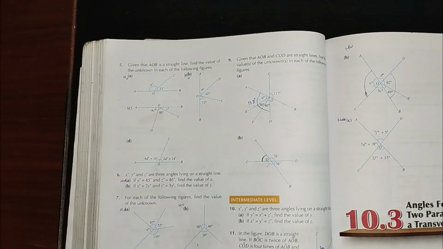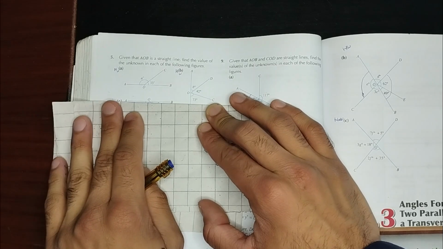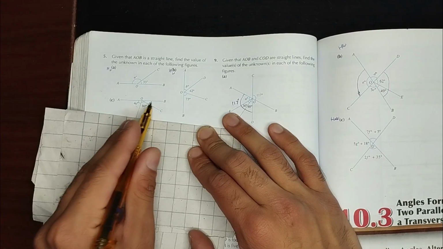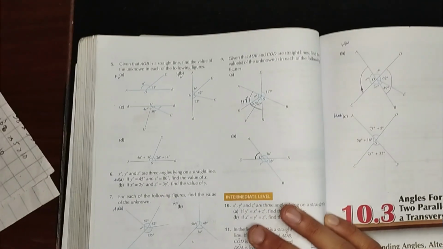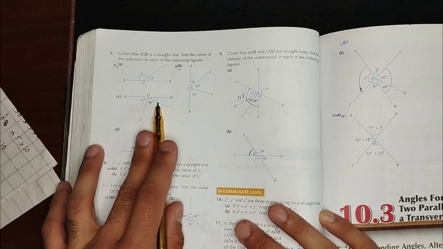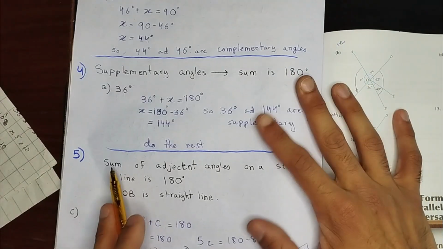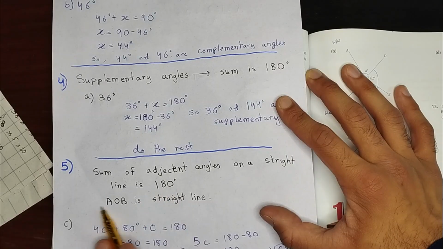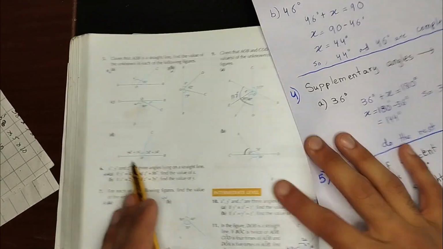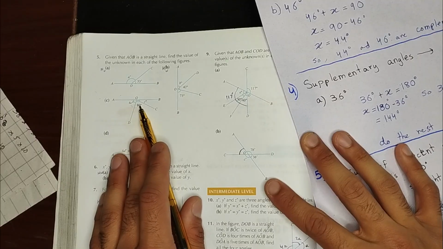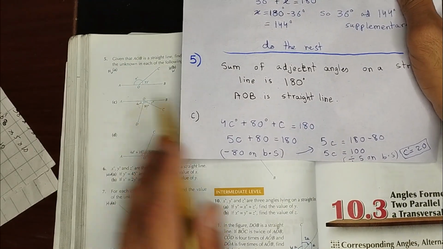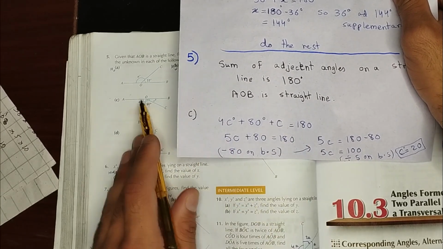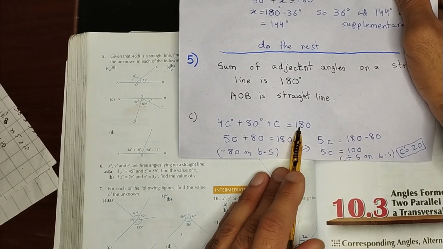AOB is a straight line. Take a look at this. AOB is definitely a straight line. It has these angles here: we have 4C, we have 80, and we have C. What do we know about a straight line? We know that the sum of adjacent angles on a straight line is 180 degrees. This is the rule. Since AOB is a straight line, all the angles on it, when we add them together, are going to be 180. That's exactly what I did. The first angle is 4C, so 4C plus 80 plus C. All three angles are being added and their result is 180, just as the rule says.